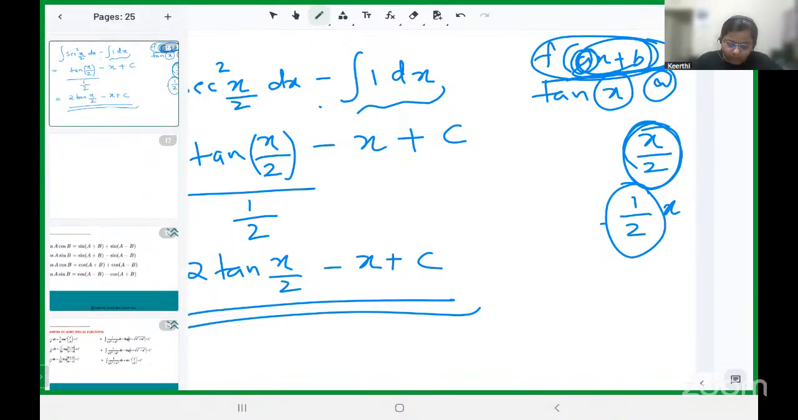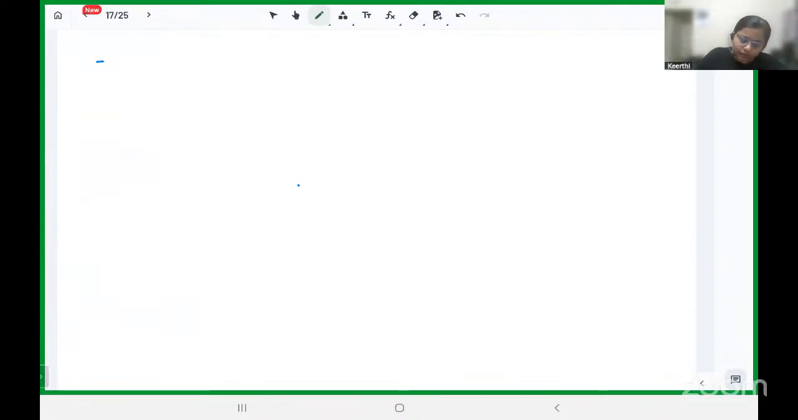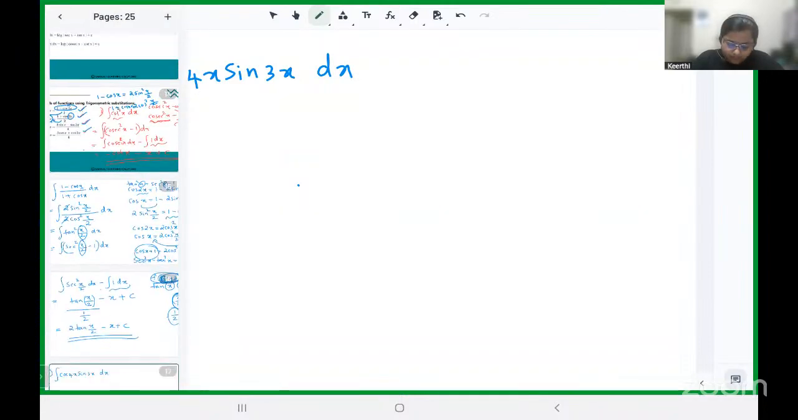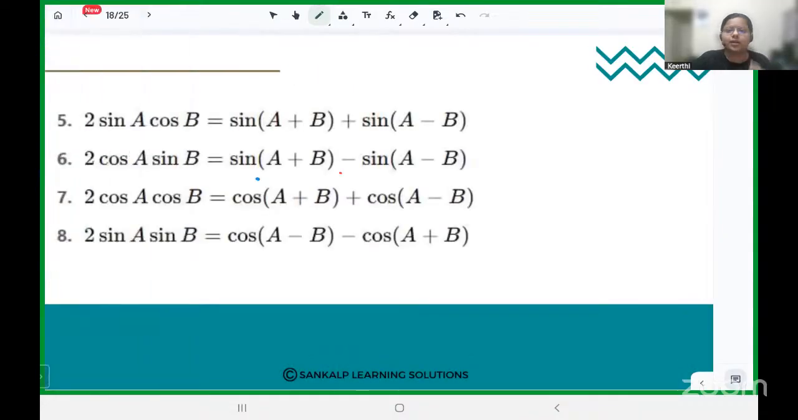Now we are moving on to the third question. Integral cos 4x into sin 3x dx. Okay, so think whether there is any identity for the product of cos x and sin x. Have you studied this one? 2 sin a cos b is equal to sin of a plus b plus sin of a minus b. 2 cos a sin b is equal to sin of a plus b minus sin of a minus b. And similarly, there are two more identities.